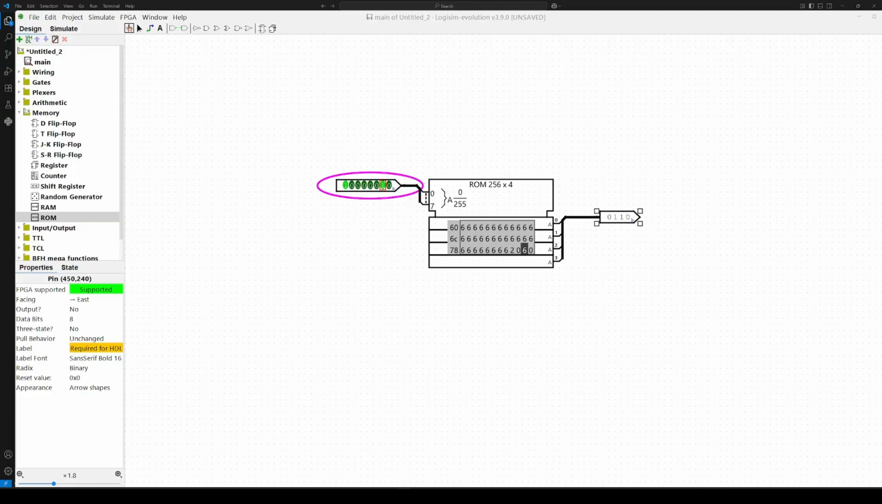I'll see you in the next video, where we're going to be covering the control unit, the most important part of our CPU. That's where we keep engineering from the ground up. Stay curious and keep building.